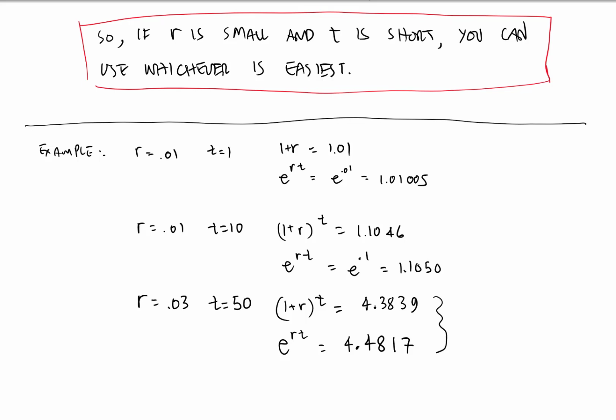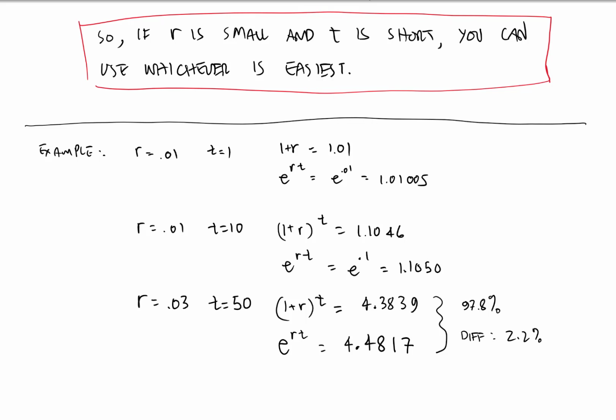So that difference, let's see, 4.3839 divided by 4.4817 is, I think, 97.8%. This thing is 97.8% of e to the rt. And so that difference is 2.2%.